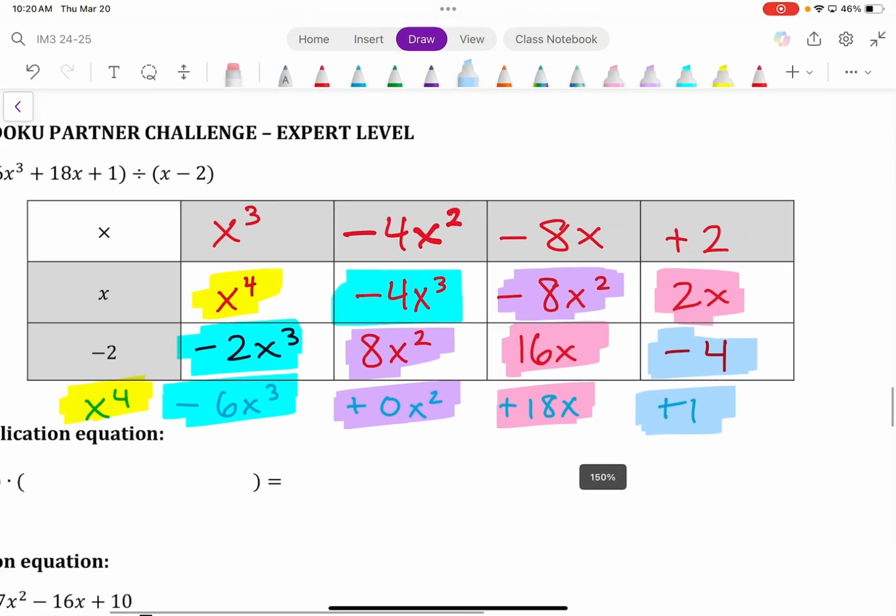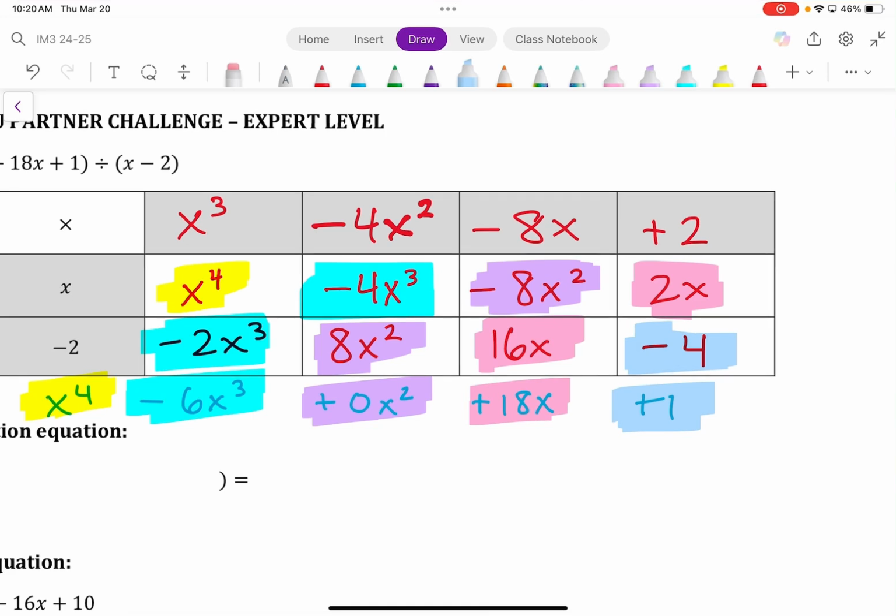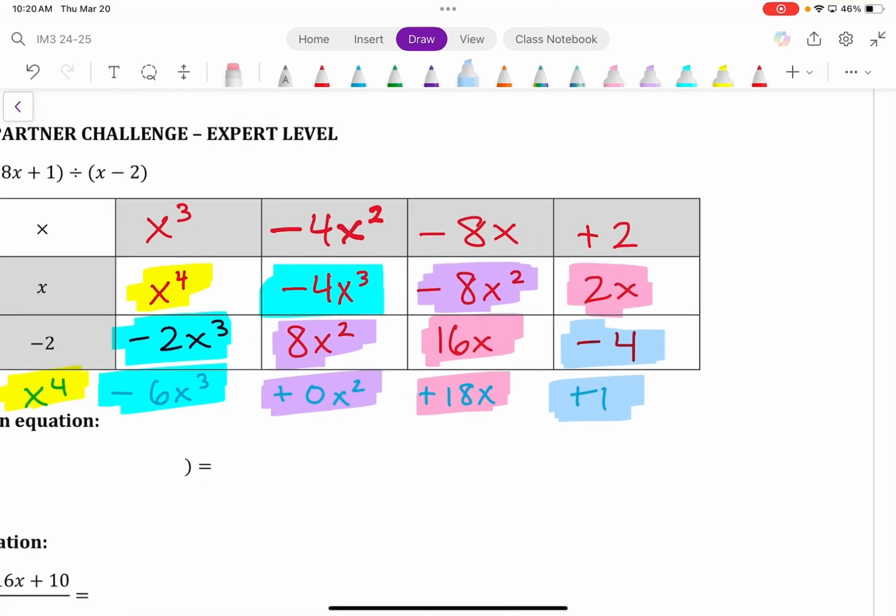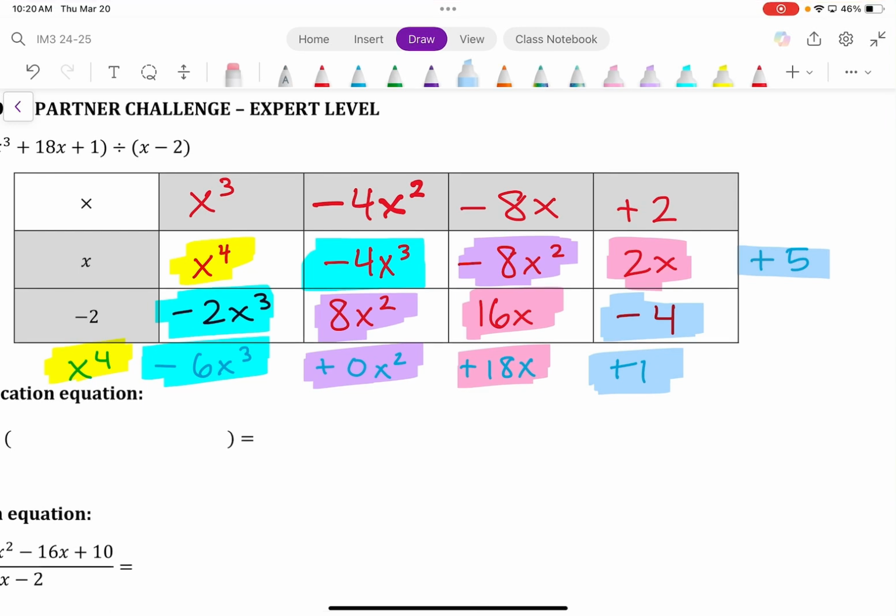What are we missing? How do we go from negative 4 to positive 1? We add 5, so we have a remainder of 5. So we have everything filled out, including our remainder. A remainder of 5 we must have to go from negative 4 to positive 1. So how are we going to write our answer?